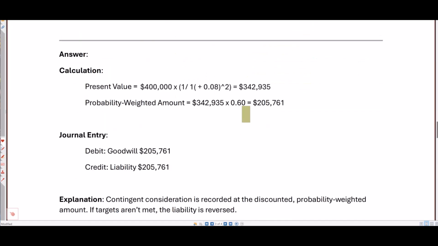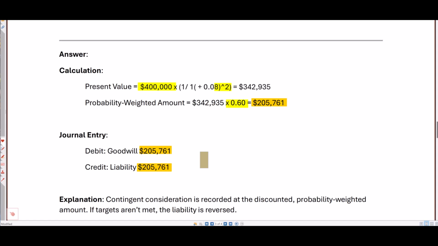Okay, so the calculation then is the 400,000 multiplied by 1 over 1 plus 0.08 for the discount rate, this time 2 years. And when you do that, you get 342,935. But don't forget, you need to multiply that by the 60% probability that we'd have to pay it. And that then is the amount that we bring into our goodwill calculation, 205,761, debit goodwill, credit a liability.